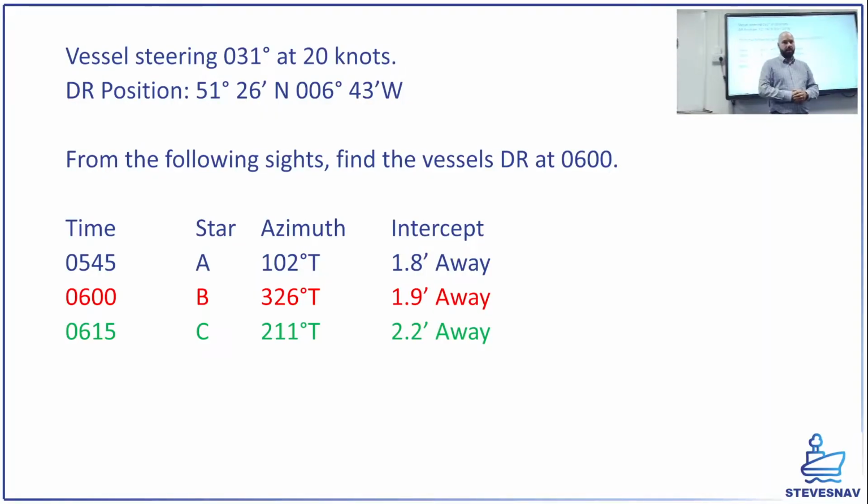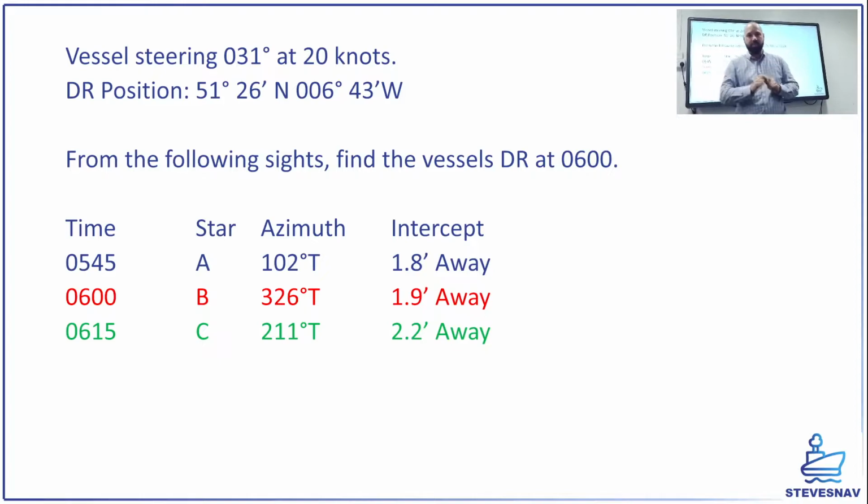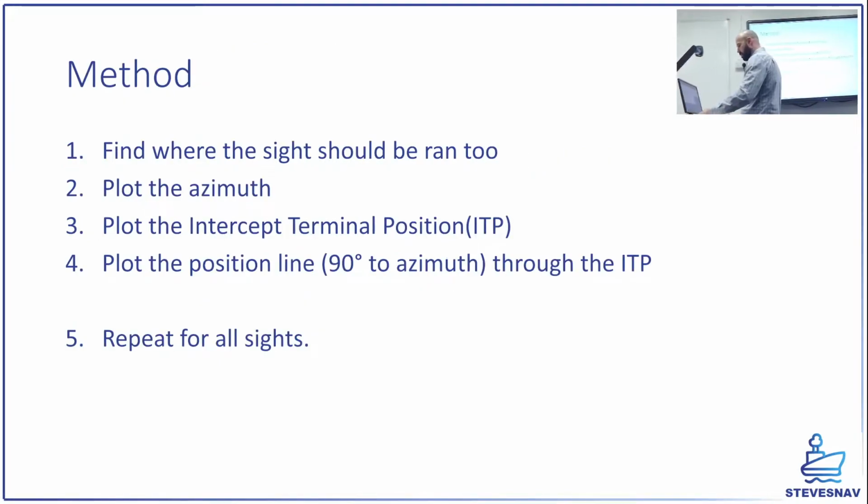Third site to plot now. Azimuth was 326, 1.9 away at 6 o'clock. That cross in the middle is still the only DR position we used to calculate that site. So, what we need to do, find where the vessel should be ran to. Well, we know where it should be ran to, because it's that cross in the middle. From that point, plot the azimuth. Going to do it straight through the centre this time. Measure the intercept, and then plot that.